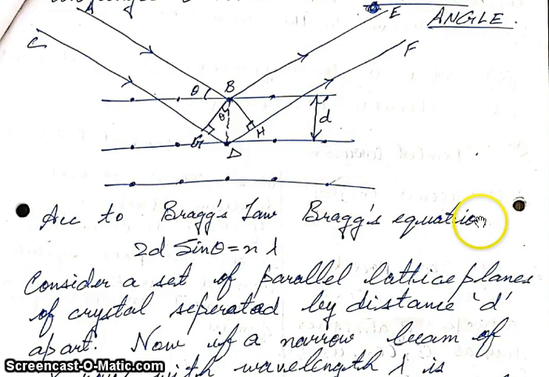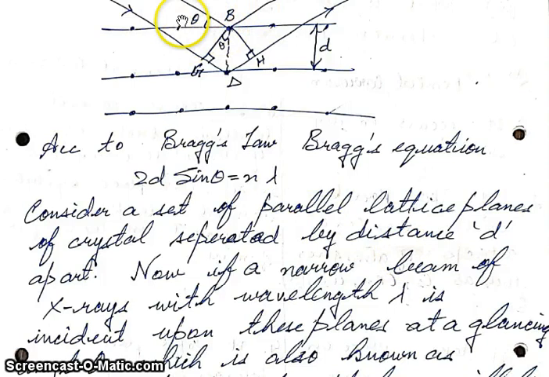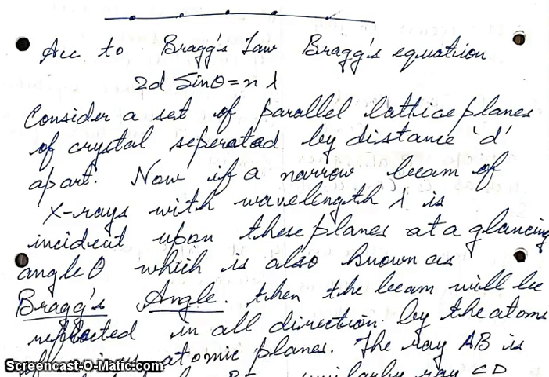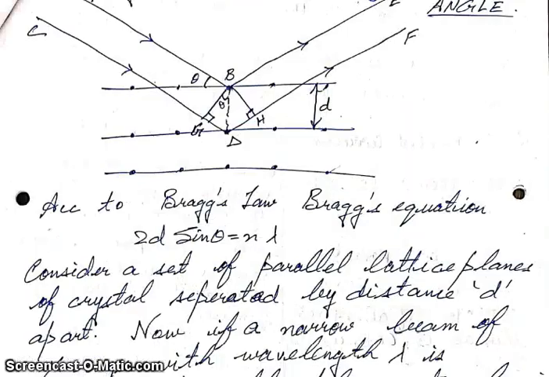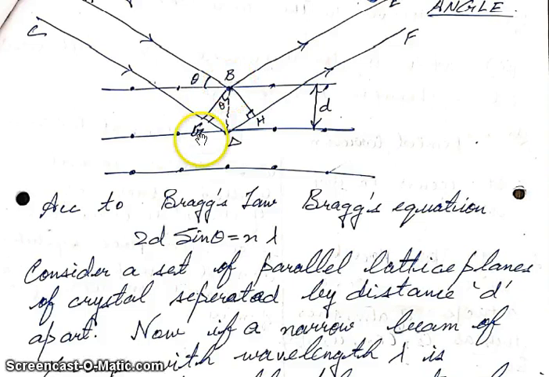If a narrow beam of X-rays with wavelength lambda is incident upon these planes at a glancing angle theta, which is also known as Bragg's angle, then the beam is reflected in all directions by the atoms of various atomic planes. The ray AB is reflected along BE, and similarly ray CD is reflected along DF. From B, draw BG perpendicular to CD, and BH perpendicular to DF. This is 90 degrees, this is 90 degrees. So these are the two perpendiculars we have drawn.